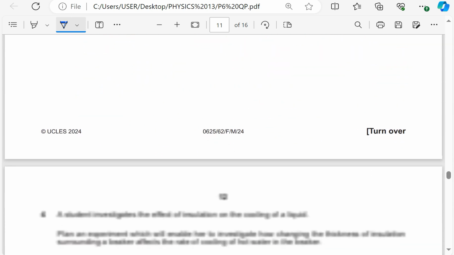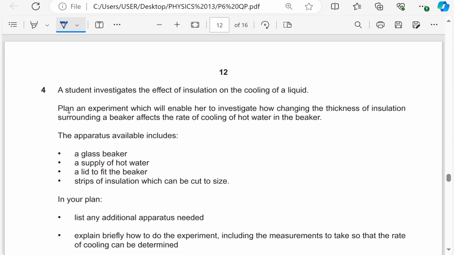Okay. And lastly is planning. A student investigates the effect of insulation on the cooling of a liquid. For cooling, we must talk about there must be change in temperature. Plan an experiment which will enable her to investigate how changing thickness of insulation surrounding a beaker affects the rate of cooling of hot water in the beaker. The thickness is going to be the independent variable because it's the one which is going to be changed by the student. The rate of cooling is going to be the same as the rate of temperature change.